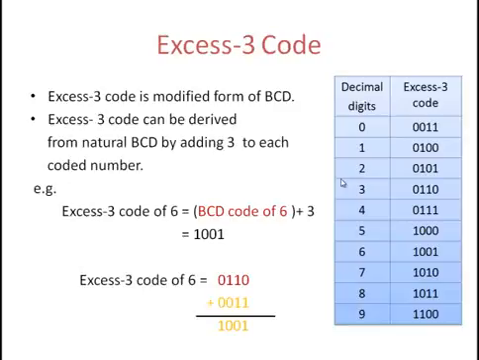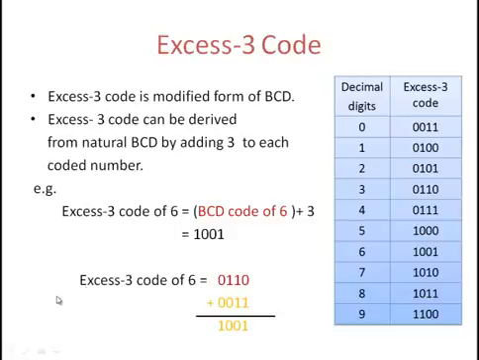Next is XS3 code. XS3 code is a modified version of BCD where the XS3 code of a number can be obtained from BCD by adding 3 to each coded number. That means, for example, here in order to get the XS3 code of number 6, you have to first calculate the BCD code of number 6 and then you have to add 3 to that and the result will be the XS3 code of 6.